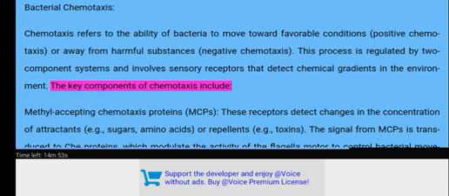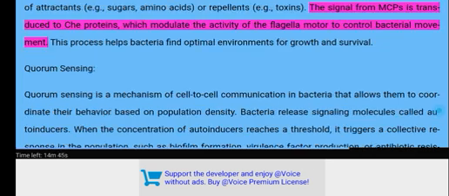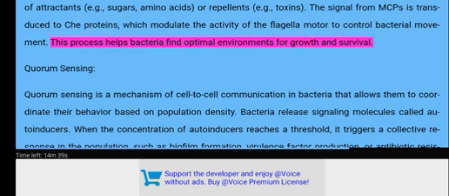The key components of chemotaxis include methyl-accepting chemotaxis proteins, MCPs. These receptors detect changes in the concentration of attractants, e.g., sugars, amino acids, or repellents, e.g., toxins. The signal from MCPs is transduced to CheY proteins, which modulate the activity of the flagellar motor to control bacterial movement. This process helps bacteria find optimal environments for growth and survival.